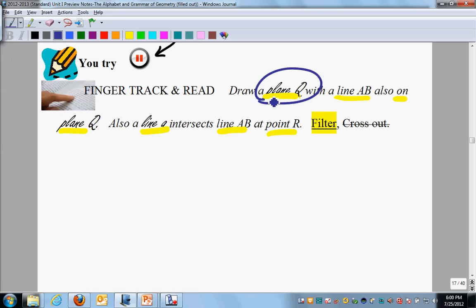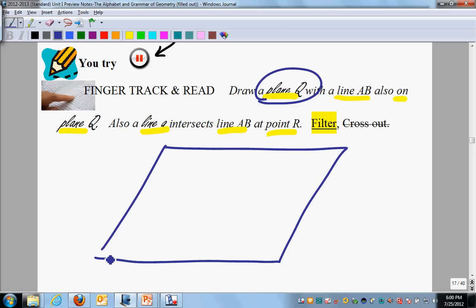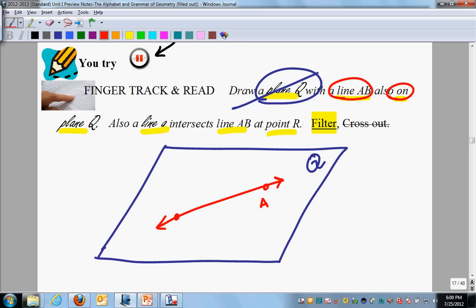So we're going to start by doing a plane Q. Notice that's a cursive Q, so that's not a point, or italics Q. It names the whole plane, so we do an italics cursive Q in the upper right-hand corner. When you're done, you cross it out. We have a line AB on the plane Q, so on the plane is AB. If you went left to right with AB, that's perfectly fine.